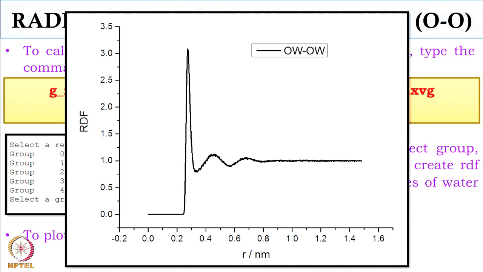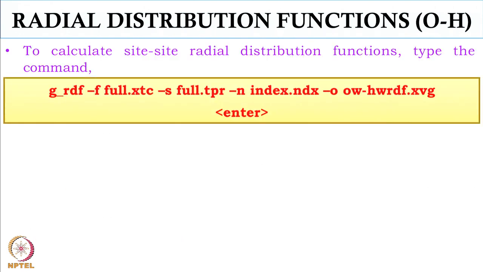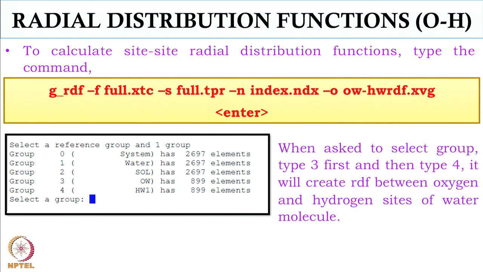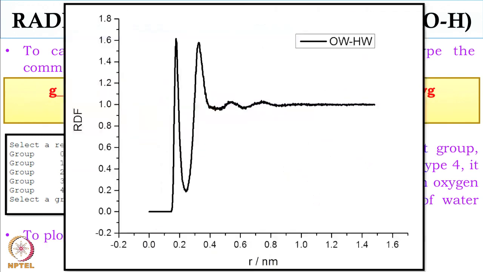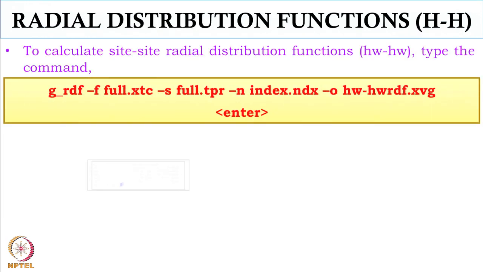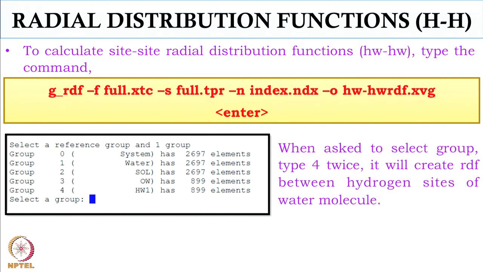Now if you want between oxygen and hydrogen, we have to type the same command, but give a different output file name so that we can distinguish it. And then when it asks to select a group, first you need to select oxygen, that is group 3, and then you need to select group 4, that is hydrogen. And now to plot it, just type xmgrace followed by the XVG file name. So it will give the plot like this. For hydrogen, hydrogen, it is the same command, the output file name has to be different, and you have to type group 4 twice.